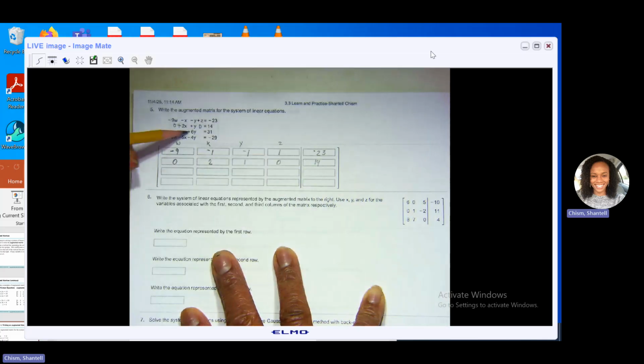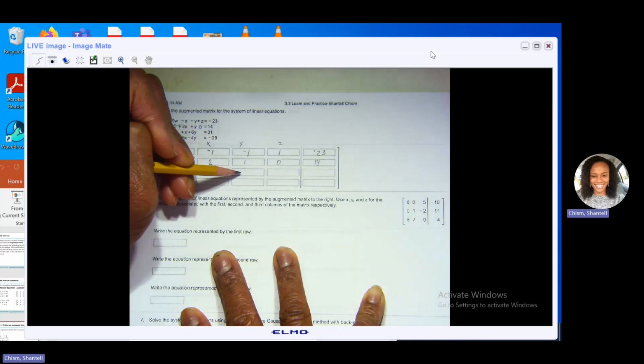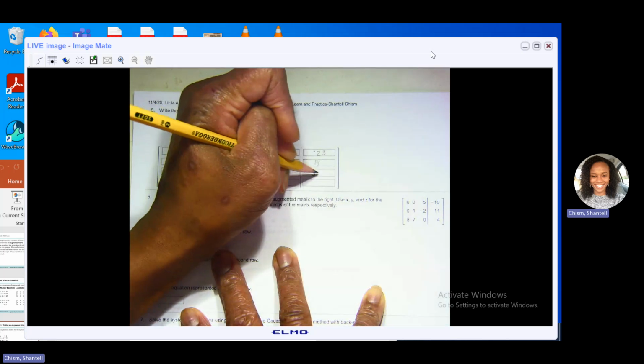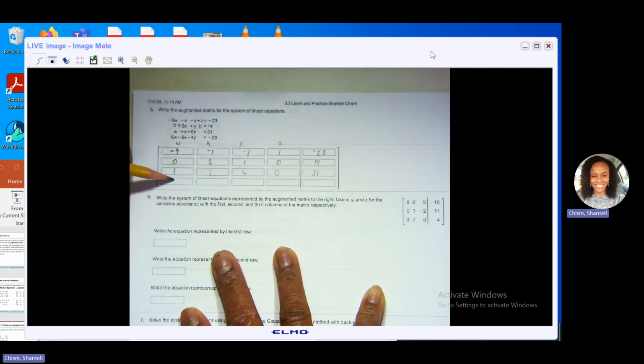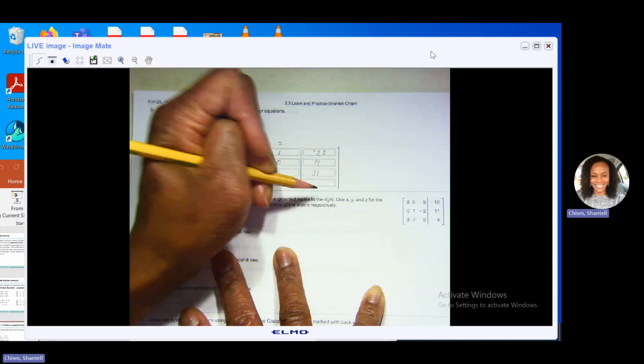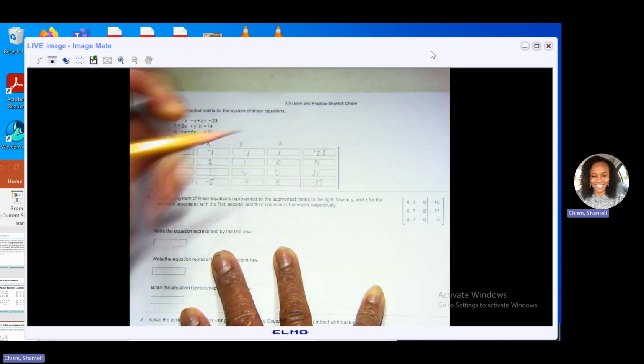The third equation, 1, 1, 6, 0, and then 31. And then the last one, 6, -5, -4, 0, and then -29. Okay?